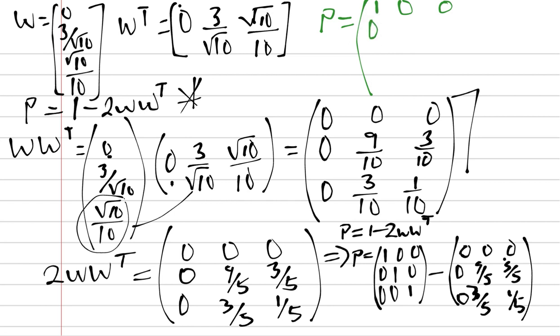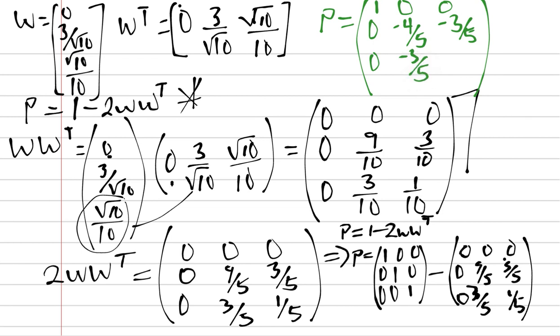1 minus 9 over 5, that will give us 5 times 1, 5, 5 minus 9, minus 4 over 5. So this is minus 4 over 5. The next one is 0 minus 3 over 5, that will give us minus 3 over 5. Then 0 minus 0 is 0. Then 0 minus 3 over 5 also gives us minus 3 over 5.